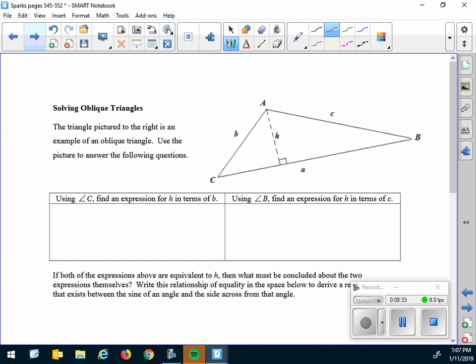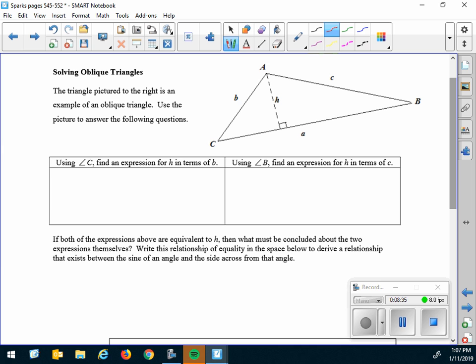Now, I believe we have this side of a page and one more side of a page. Is that correct? Okay. Now we're getting to the good stuff.